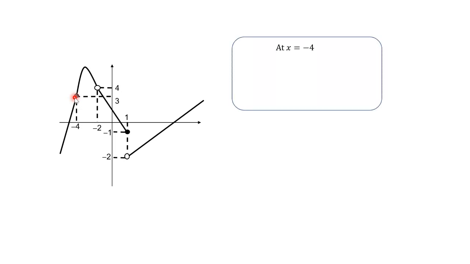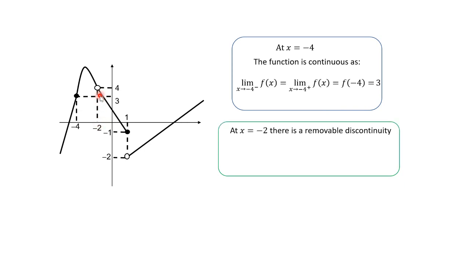We would say at x equals -4, the function is continuous because the limit as x tends to -4 from the left of the function f of x is equal to the limit as x tends to -4 from the right of f of x, which in fact is equal to f of -4, which is equal to 3. You must make sure you write that whole statement if you want to get your 4 or 5 marks. Okay, what happens at x equals -2? We can see there's a nice hole in the graph, so there's a removable discontinuity, which means how are we going to write this? We're going to say the limit from the left is equal to the limit from the right of f of x. They're both equal to 4, but the problem is f of -2 does not exist.